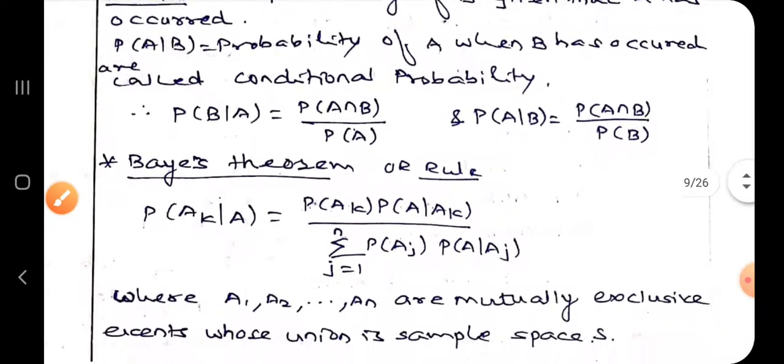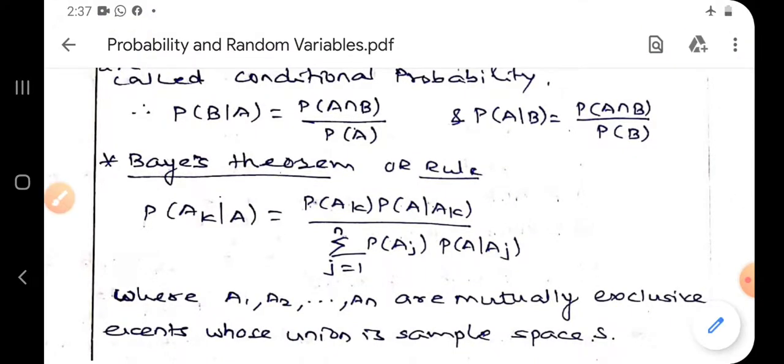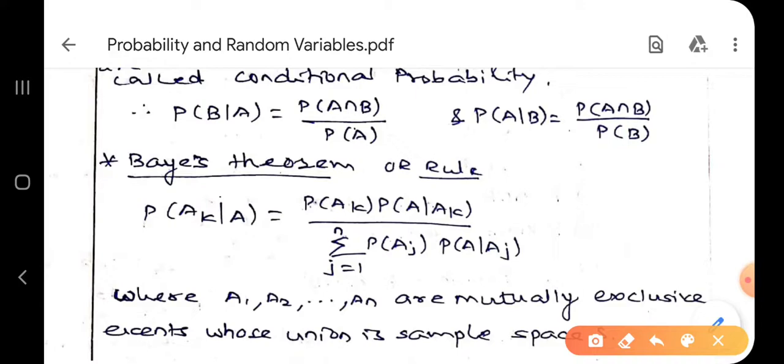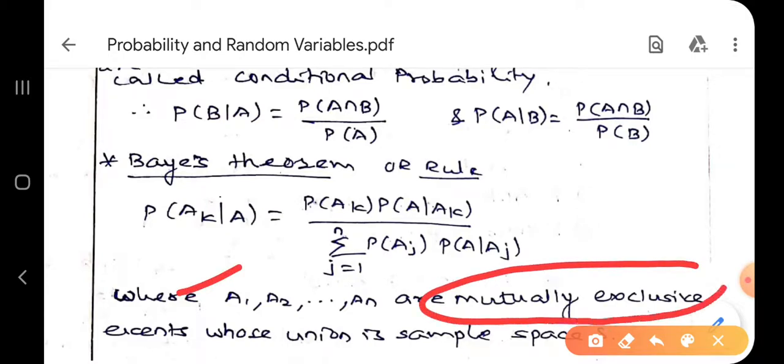Now, Bayes theorem or Bayes rule we can define from this. In general we can define for n events, not just 3, 4, 5. Here I defined for k. Suppose I have n events A1, A2, up to An, and all are mutually exclusive. This is important: all are mutually exclusive events.